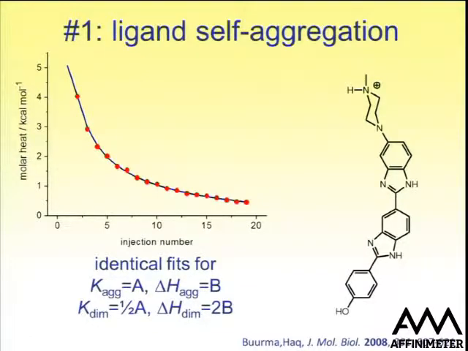So the first problem, and this is actually why we started to develop the software, had to do with ligand self-aggregation. This is a very famous DNA binder. It binds in a minor groove. It's the best known DNA binder.